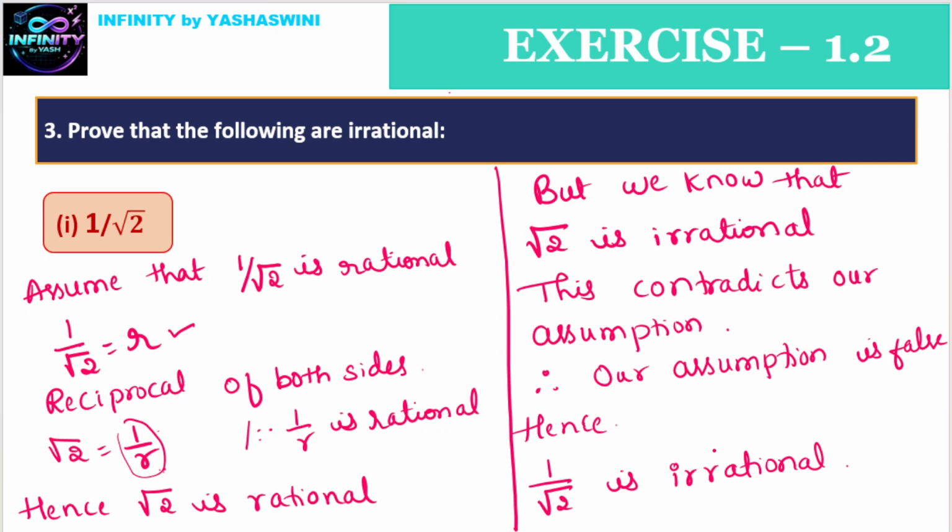Here, first we assume 1 upon root 2 is rational, then 1 upon root 2 is equal to r, where r is rational. Taking the reciprocal gives root 2 is equal to 1 upon r. Since the reciprocal of a non-zero rational number is rational, root 2 becomes rational. But we know that root 2 is irrational. This contradiction proves that our assumption is false. Therefore, 1 upon root 2 is irrational.